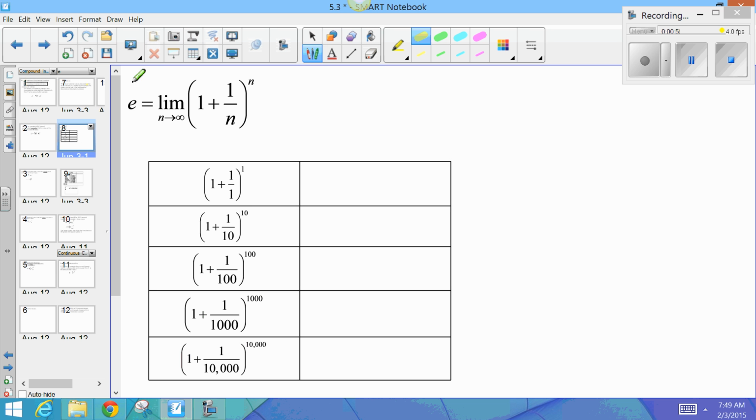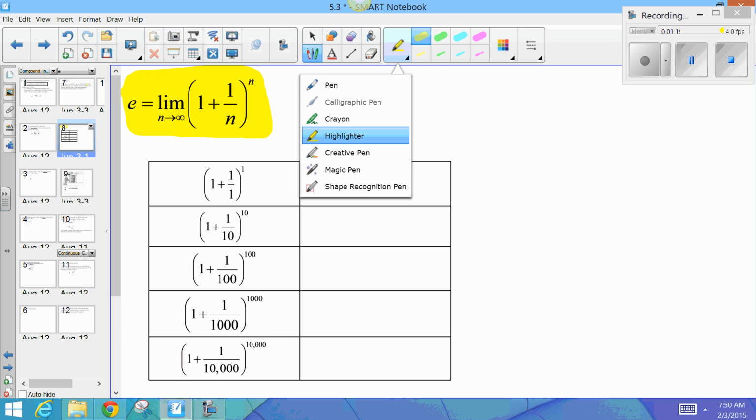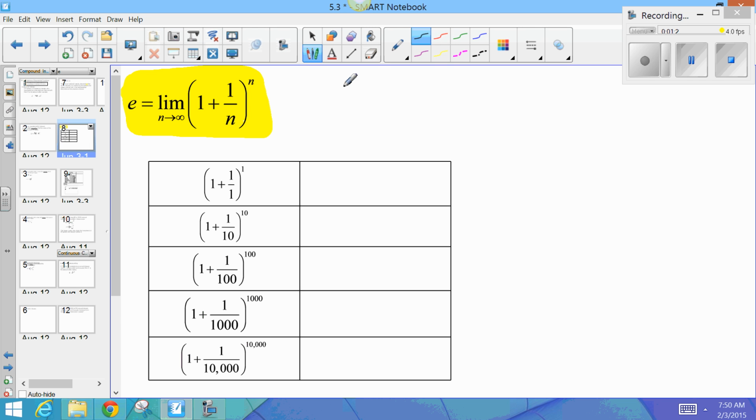Okay, and here is how e is defined. Now, this is a calculus concept: e is defined as the limit as n approaches infinity of (1 + 1/n) to the power of n. Now, you don't have the calculus background to completely understand what limits mean, but I'm going to try and explain this to you right now in a way that makes it easy to understand.